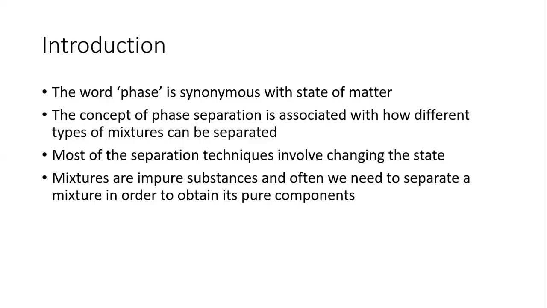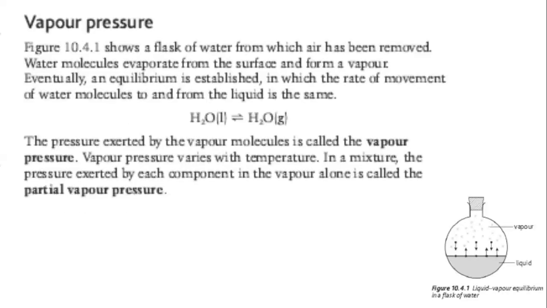So, how can we separate these mixtures? Well, you have various ways to separate it. You have simple distillation, fractional distillation, vacuum distillation, steam distillation, solvent extraction, and the use of a separating funnel. We're going to go into details with some of these right now. Before we do that, though, we have to understand the idea of vapor pressure.